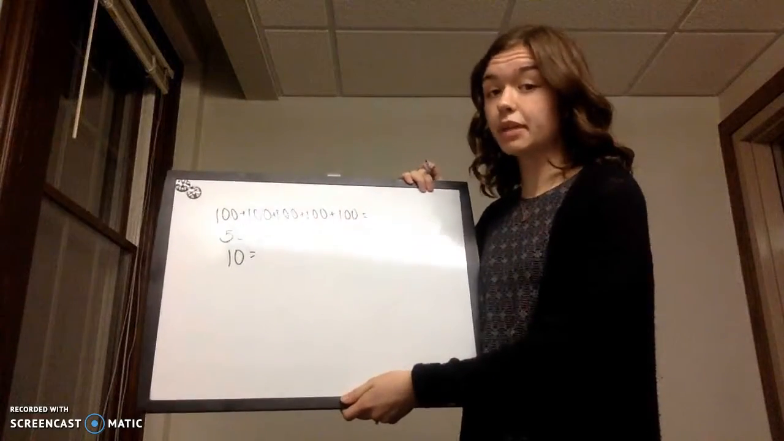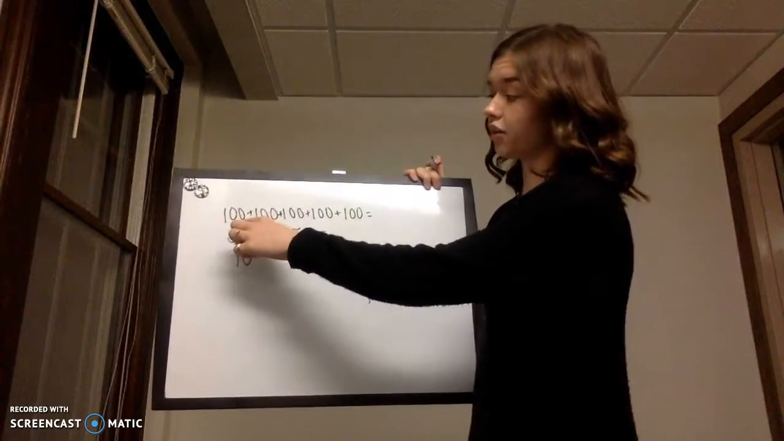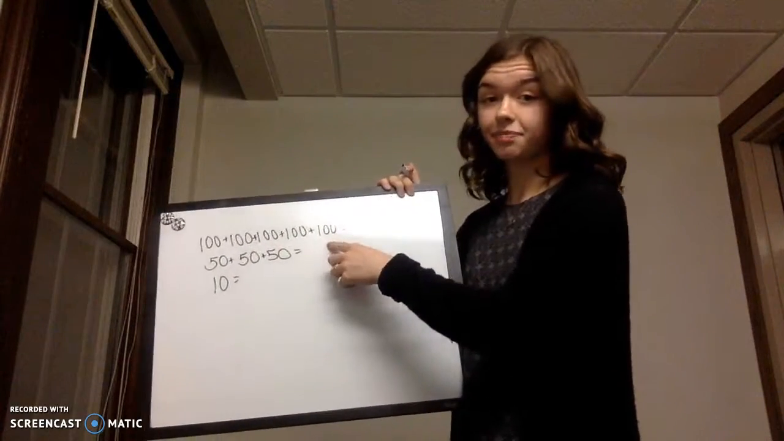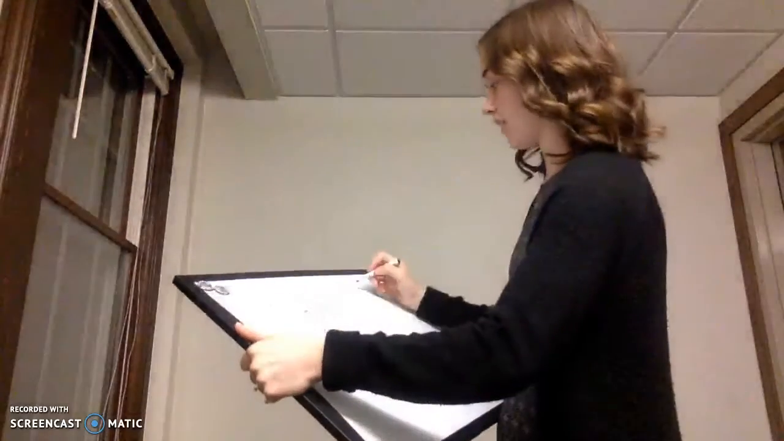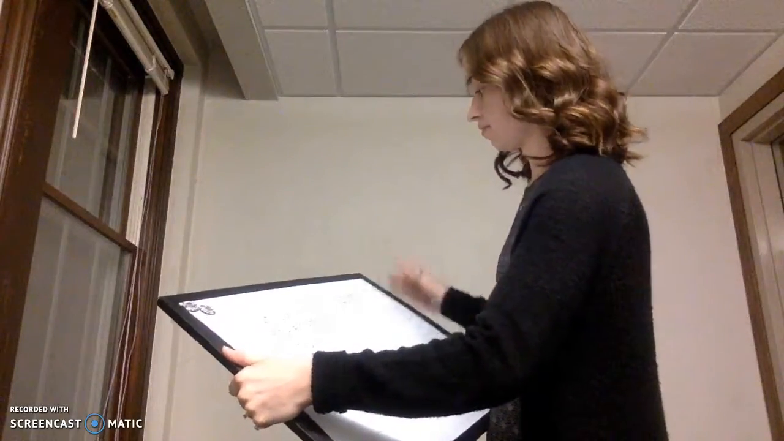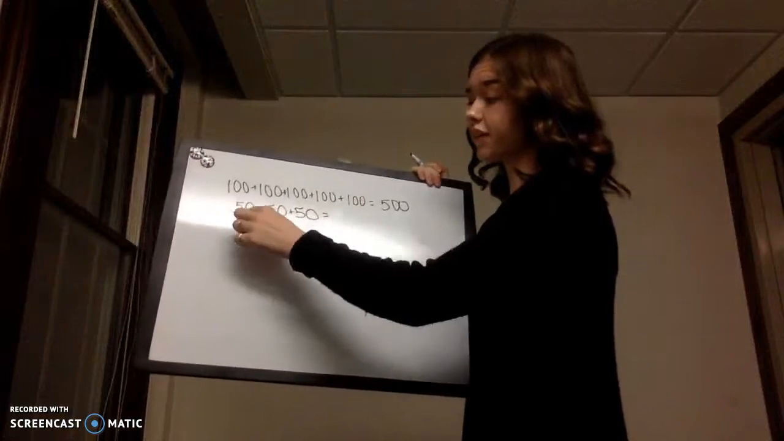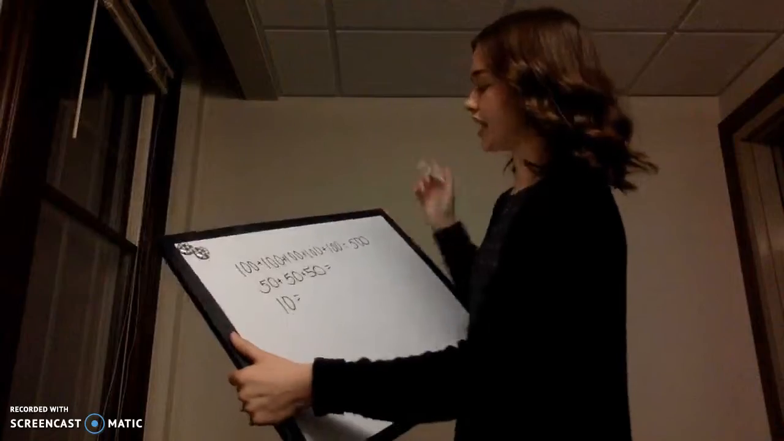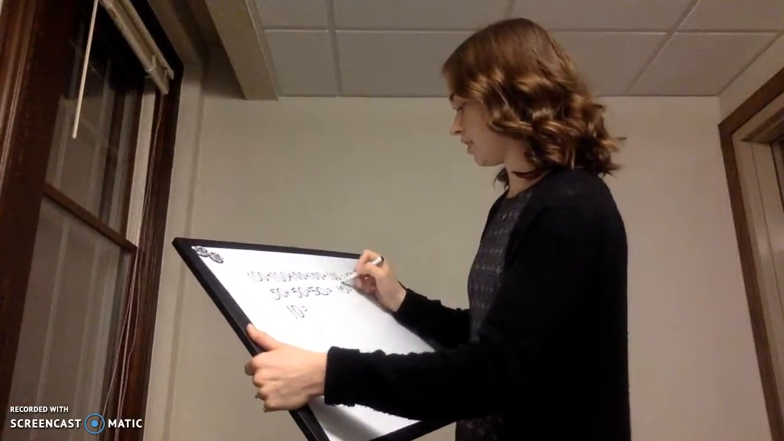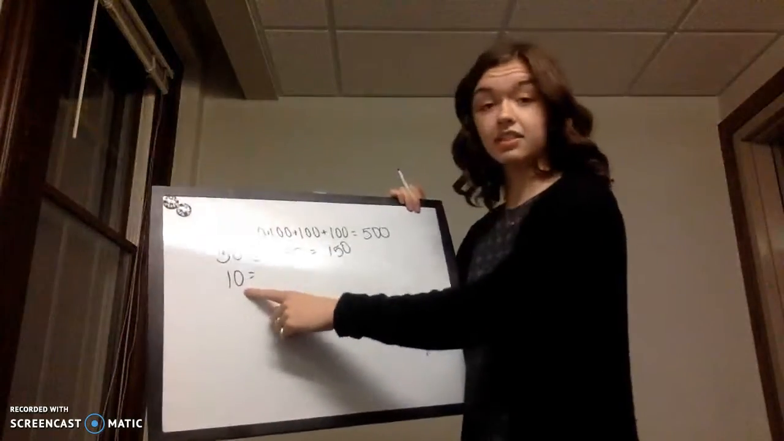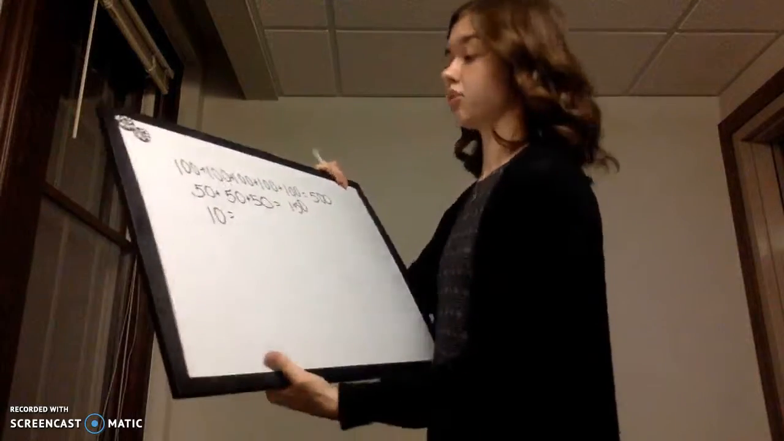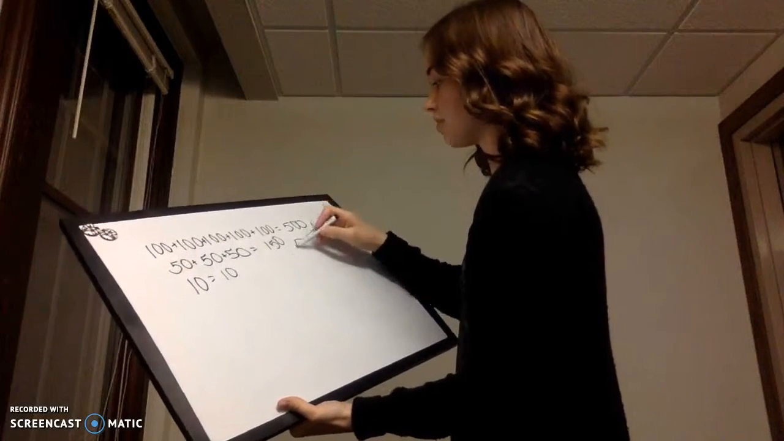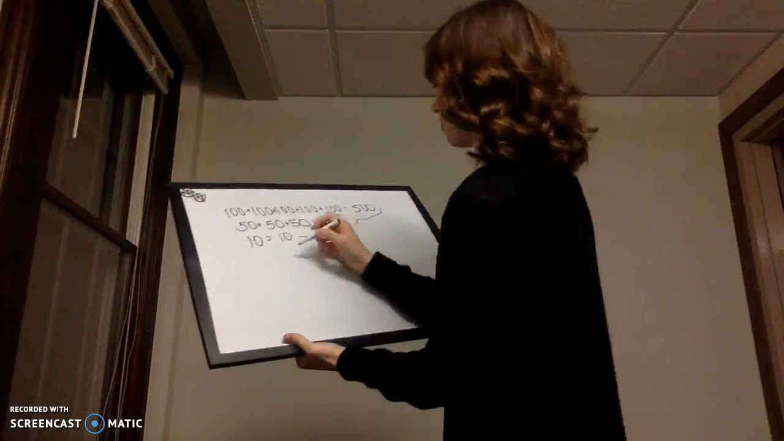Alright, so can anybody tell me what 100 plus 100 plus 100 plus 100 plus 100 is? That's right, it's 500. Can anybody tell me what 50 plus 50 plus 50 is? Right again, it's 150. And we don't have to add anything to the 10 since there's only 1 person. So it's just going to be 10. So then we have to take all of these big numbers and we have to add them together.